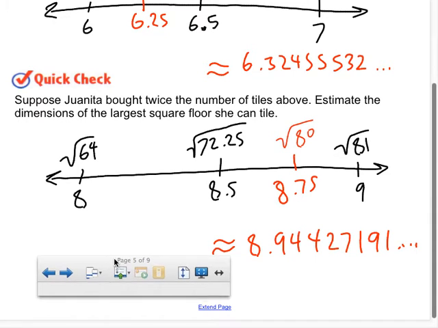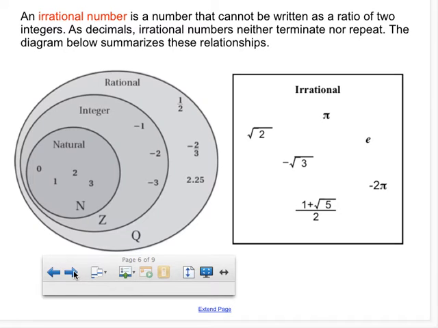All right, did I already show you this chart? Okay, so here we have in the right-hand box: an irrational number is a number that cannot be written as a ratio of two integers. Remember, rational numbers were numbers we could write as a fraction, right? As decimals, irrational numbers neither terminate nor repeat. So an irrational number that's a decimal is non-terminating, non-repeating. The diagram below summarizes these relationships.